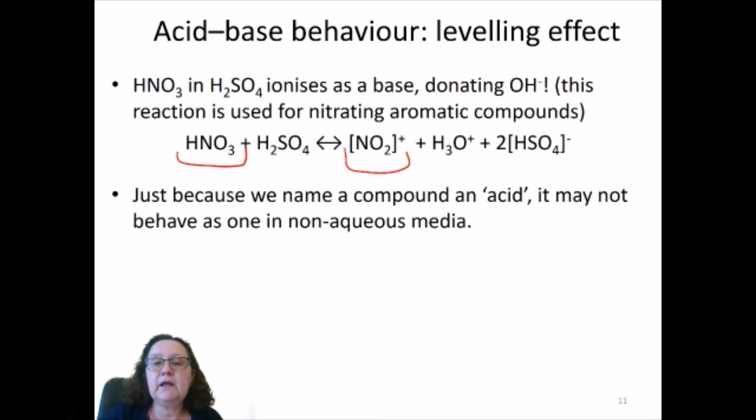So when we are looking at non-aqueous solvents, just because a compound is called an acid doesn't mean that it will be an acid in that particular solvent. The word acid is applied because in water they will be acids, but they might not be acids when you are using a different solvent. And here, for example, the example of sulfuric acid.